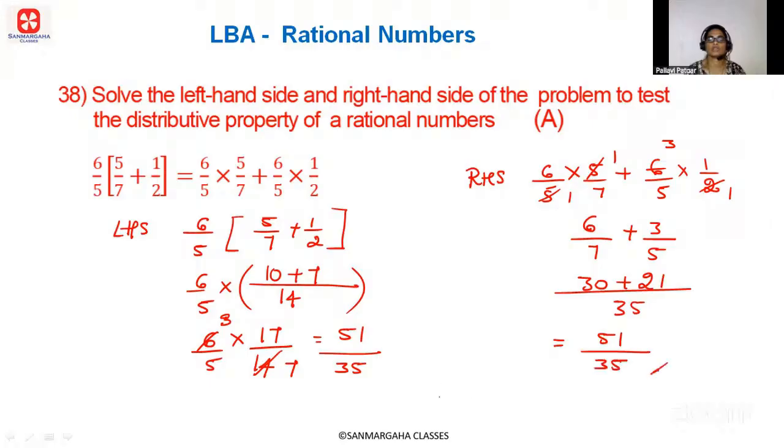So here the left hand side is equal to the right hand side. Okay, so this holds the distributive property of a rational number.